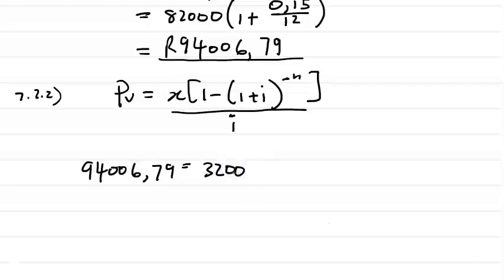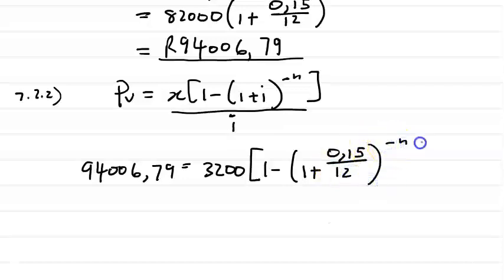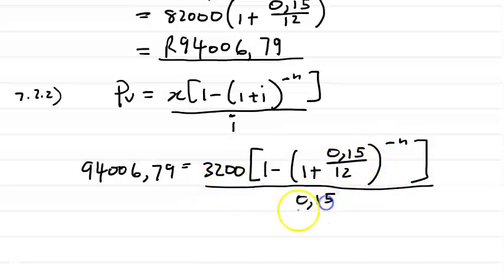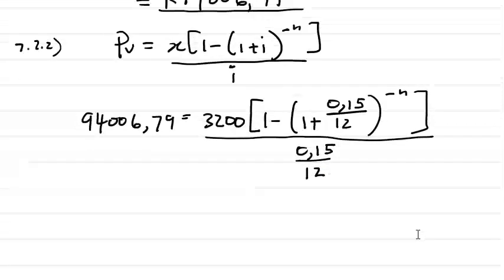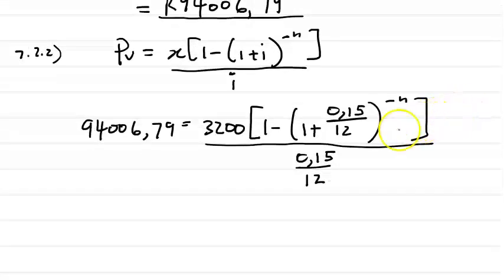So we're going to find out how many installments of 3,200 rand she's going to make. Then 1 minus 1 plus the interest rate, which is 15% per annum compounded monthly, 0.15 over 12, and remember that we're going to be solving for n, the number of installments, to complete our equation. Now we've substituted into the formula, and what's left for us to do is solve for n. So let's do that.